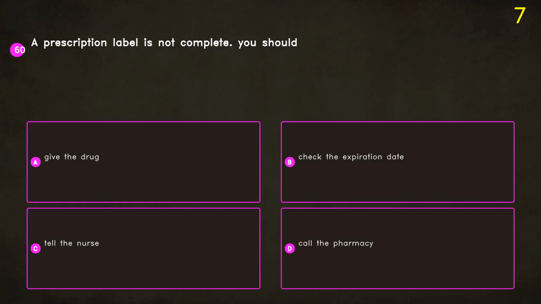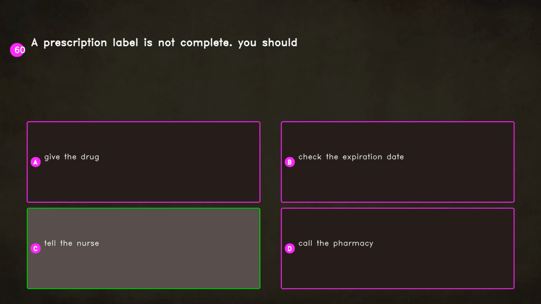Question 60. A prescription label is not complete. You should: A. Give the drug. B. Check the expiration date. C. Tell the nurse. D. Call the pharmacy. The correct answer is tell the nurse.